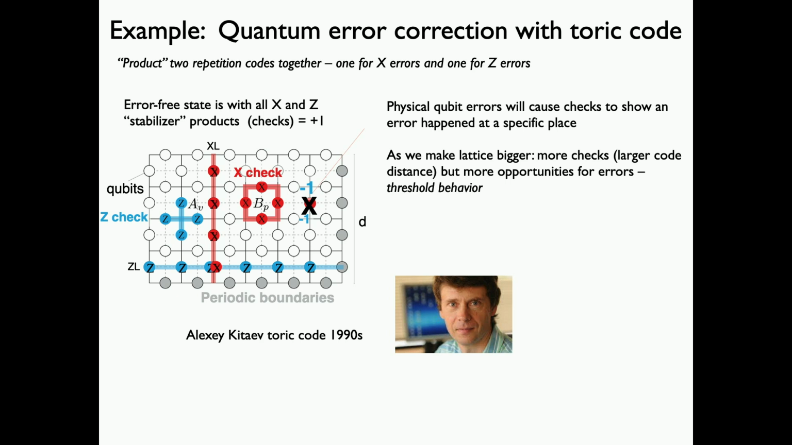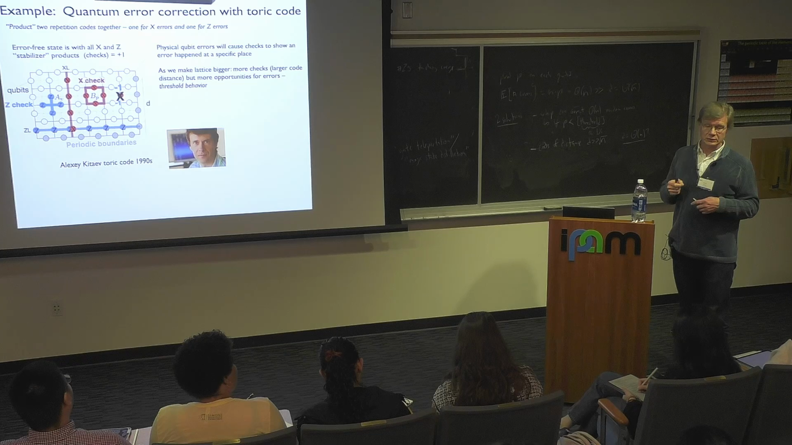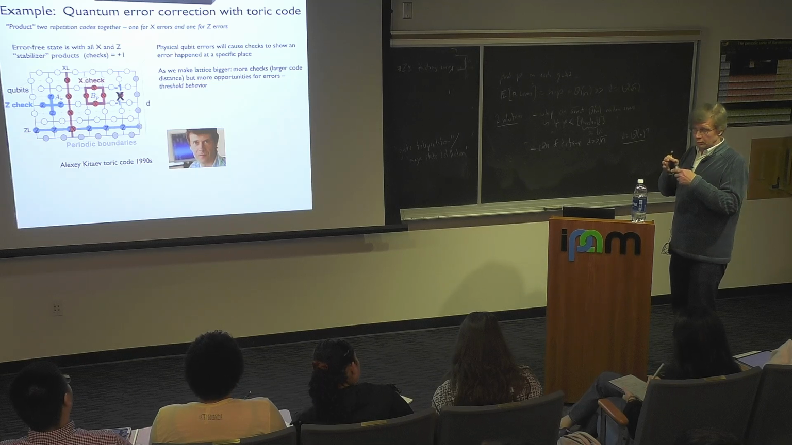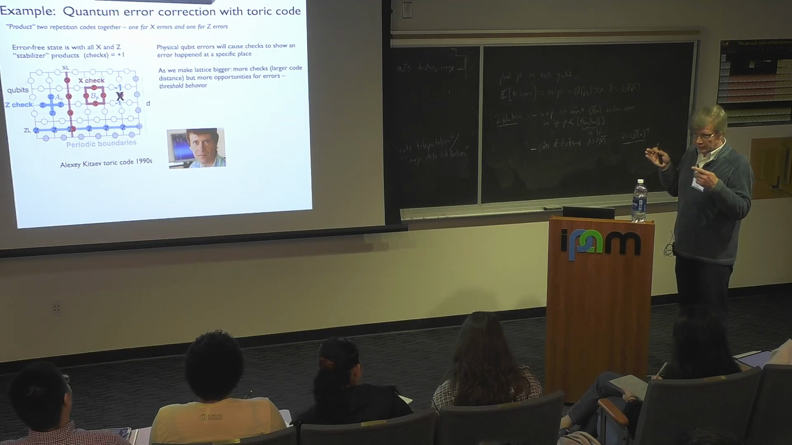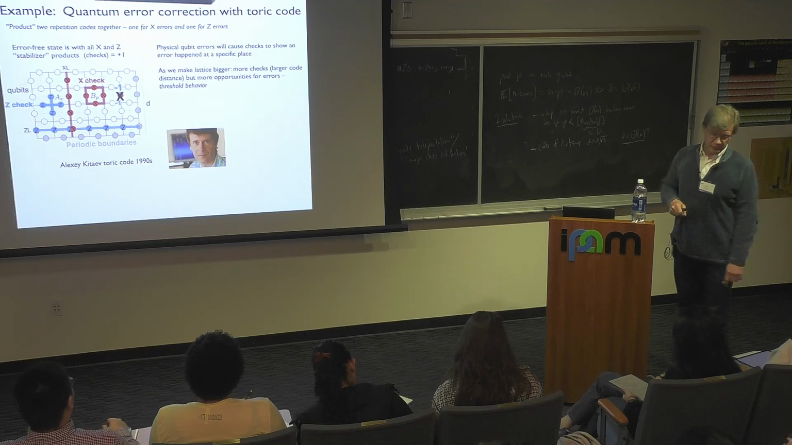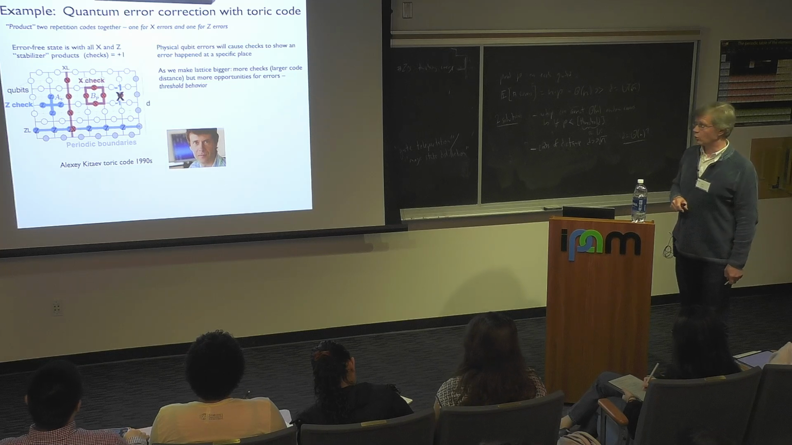And the interesting thing about codes like the surface or toric code is that if we make the lattice bigger, you clearly have more checks, but you can also have more errors. One of the remarkable results of quantum error correction theory is the threshold theorem, which says that if your error rate is sufficiently small, you have threshold behavior, a phase transition, where by increasing the size of the lattice, you can suppress errors more and more.